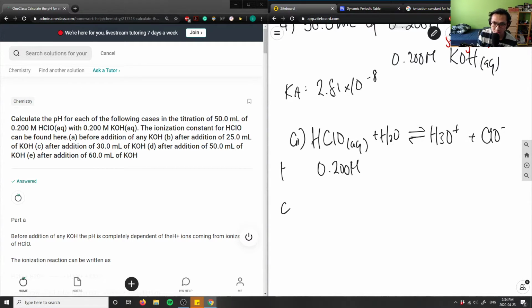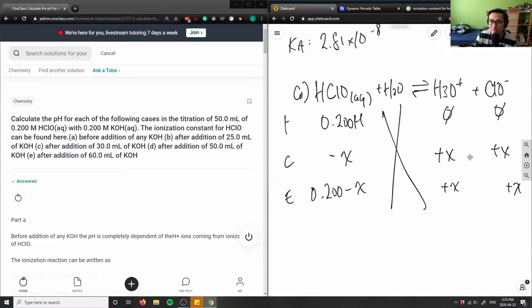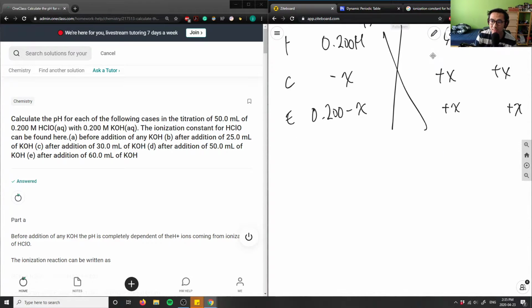This is ICE, and I basically use this for any equilibrium reaction, right? So initially I have 0.200 molar. The water in this case does not play a part, so I can throw an X in there. Initially I have 0 acid and 0 conjugate base. I'm going to subtract some amount X because I don't know how much acid I'm producing. I'm going to get some acid and some base, and therefore at equilibrium I'm going to have 0.20 minus X, and this will simply be positive X and positive X here. So now I can write my equilibrium expression, and say that it's equal to 2.81 times 10 to the negative 8.